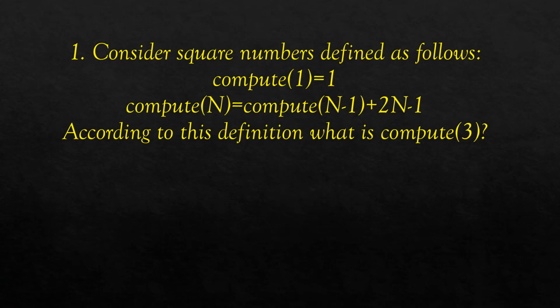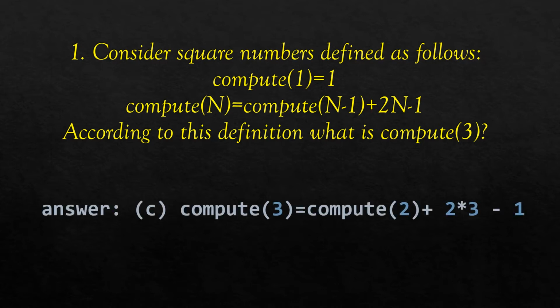The first question is like this: consider square numbers defined as follows: compute of 1 is equal to 1 and compute of n is equal to compute of n minus 1 plus 2n minus 1. According to this definition, what is compute of 3? Now the answer here is compute of 3 is equal to compute of 2 plus 2 into 3 minus 1, that is 2n minus 1. So this is the answer, which is option C.